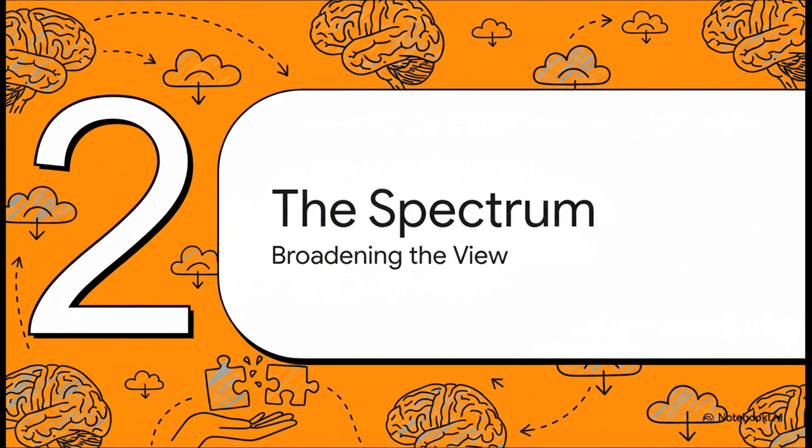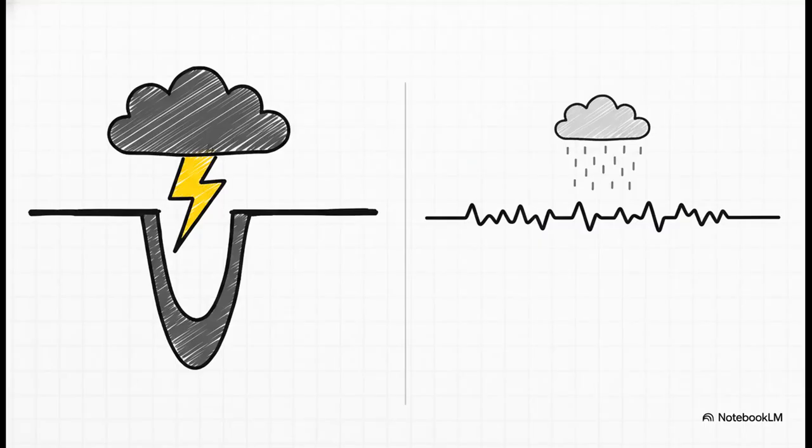Okay, so we've got a handle on major depressive disorder. But MDD, with its intense episodes, is really just one piece of a much bigger picture. See, depression exists on a spectrum. Exactly.